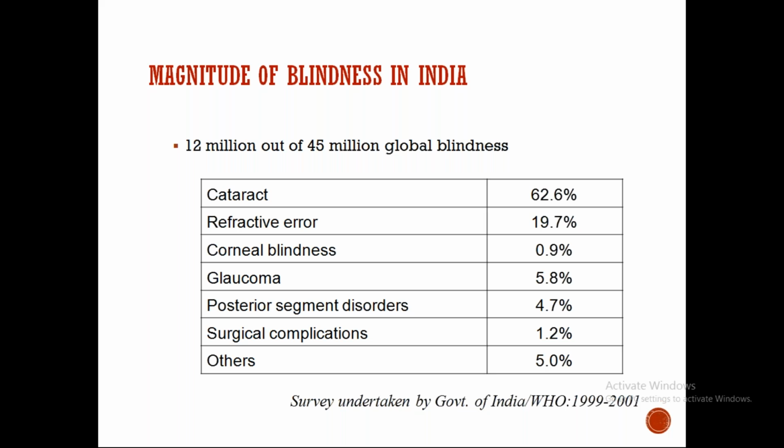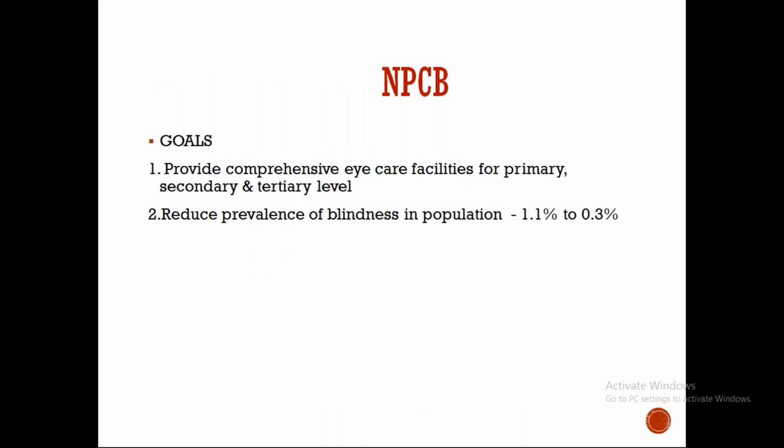So how does the Government of India plan to tackle this? The program for that is the National Program for the Control of Blindness.